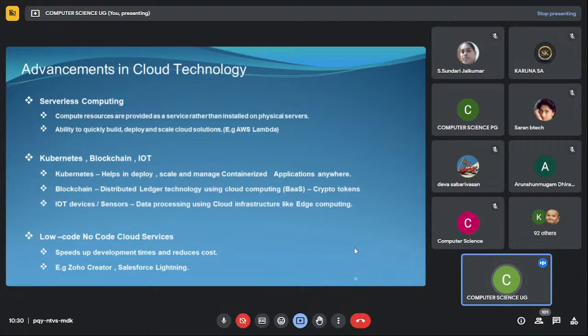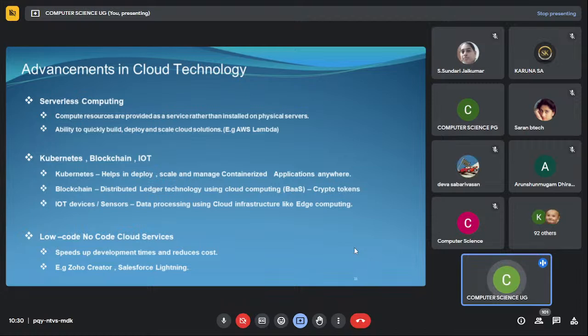So you have your code ready. Just go find a person who is offering serverless computing. For example, AWS Lambda is there, and you just go and put the code there, and that's going to take care of itself. So it gives a lot of flexibility to the developing community, so that you just go place your code and it gets processed, and the results are there. Ability to quickly build, deploy, and scale your cloud solutions.